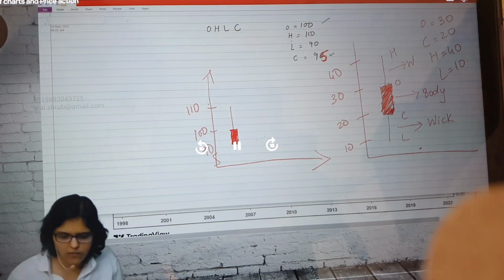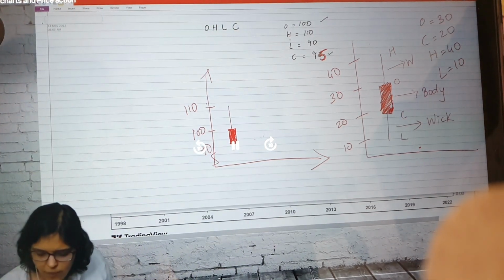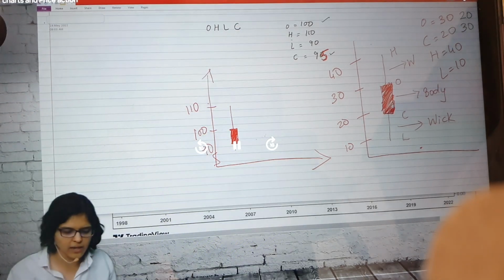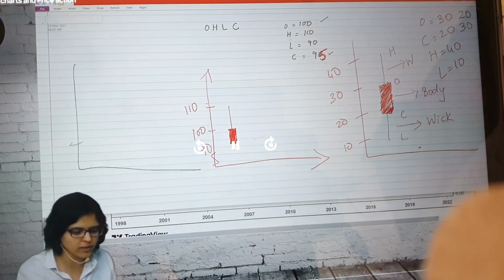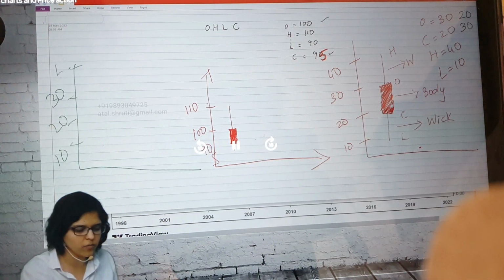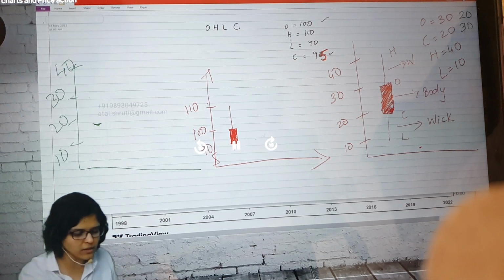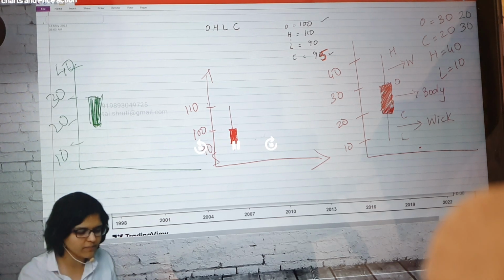Now tell me, if I just change open and close, instead of open at 30, I say open is at 20 and close is at 30. Next example, open is at 20 and close is at 30. I want you all to tell me, this is 10, 20, 30, 40. Where is the open point? 20. From here, I'll start the body of my candle. What will be the 30 point? It will be the end of the body of the candle. So this is my body.